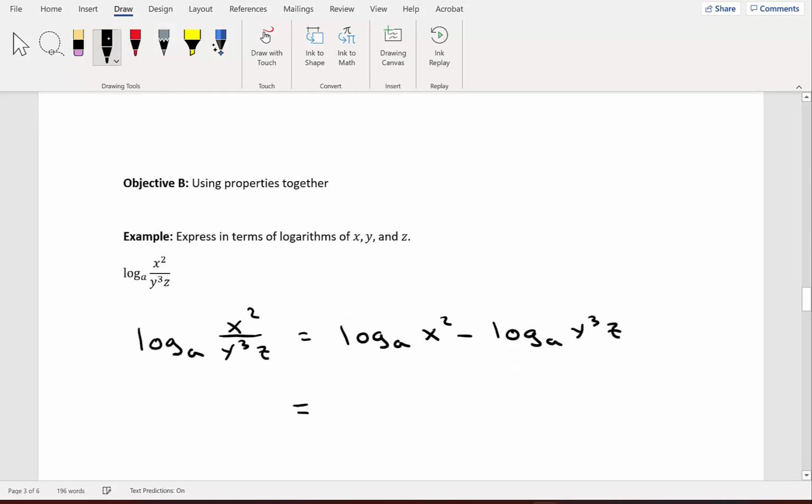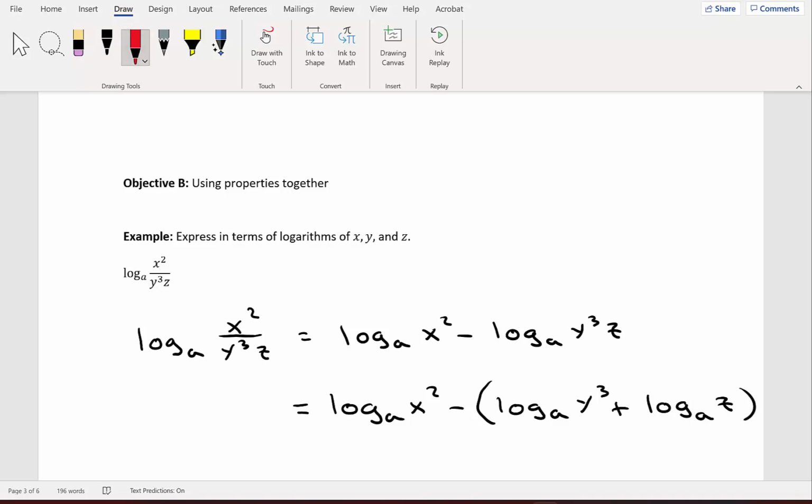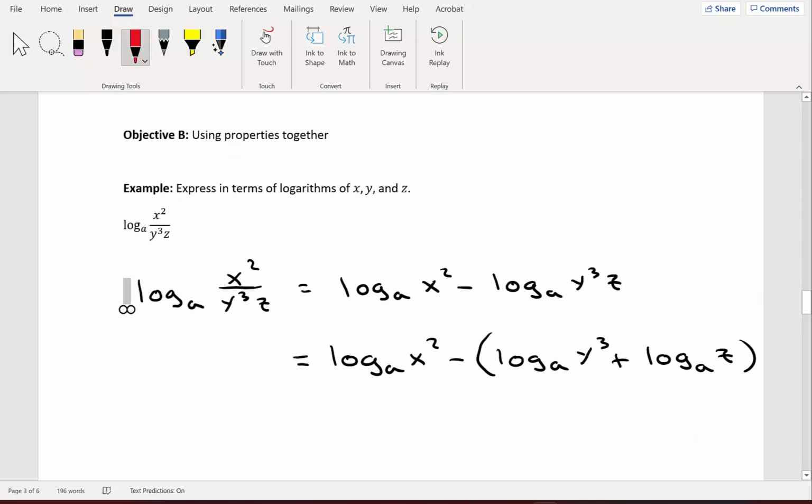So now this is equal to log base a of x squared minus, now I'm going to put this in parentheses because I'm subtracting this whole log, log base a of y to the 3rd plus log base a of z. So this log over here, I expanded it out with addition, and this is what I end up with. Well, now I have exponents, so I can use the power rule. So I use my power rule and bring all my exponents to the front of my logs.